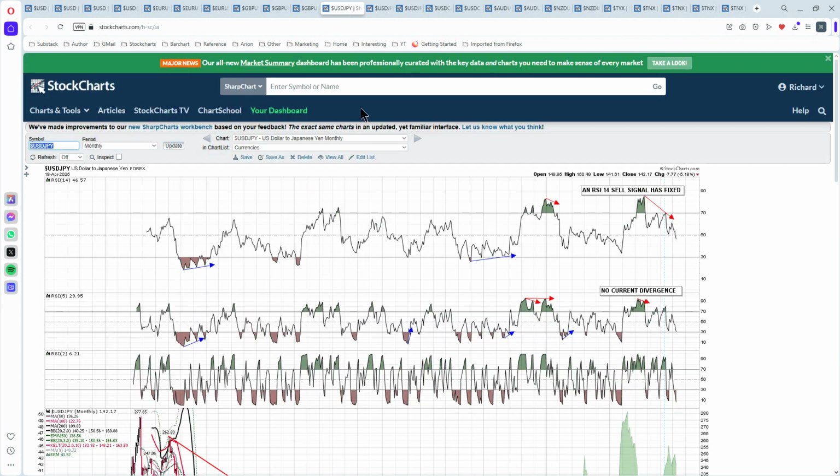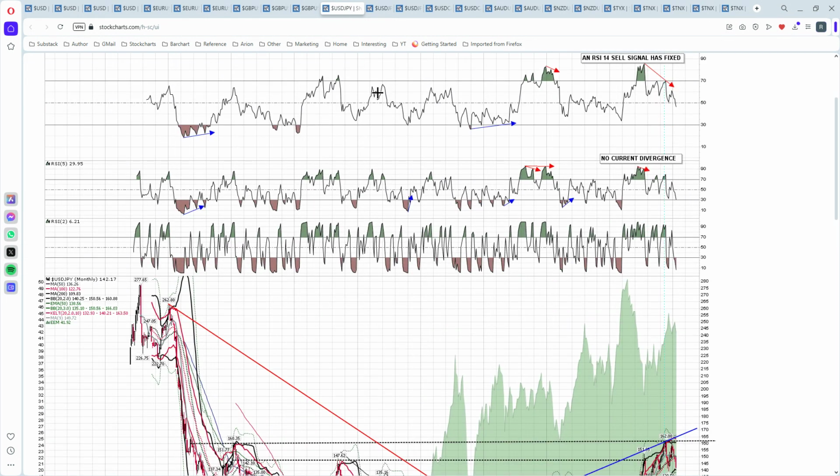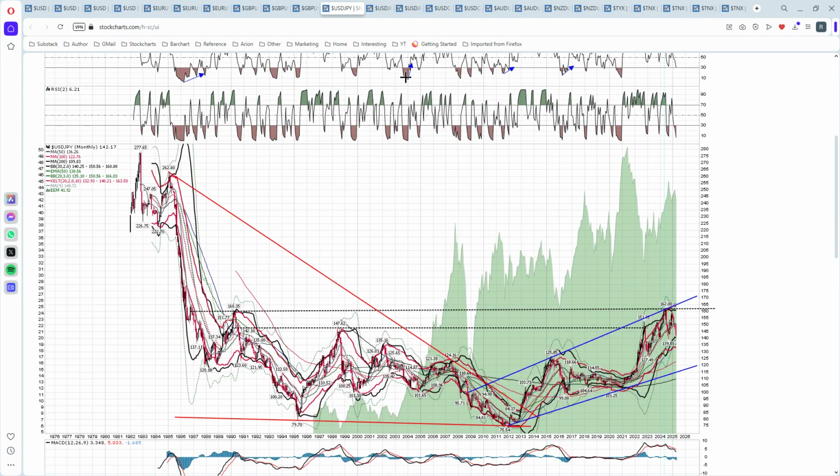Looking at USD JPY, on the monthly chart, we've still got an RSI 14 sell signal fixed, but USD JPY, obviously, correlates directly with the dollar, and this is a setup which is suggesting that we're about to see potentially a pretty big reduction in where the yen is. So I'm thinking this matches what I'm really expecting to see on the US dollar. Next big target here would be in about the 115 area.